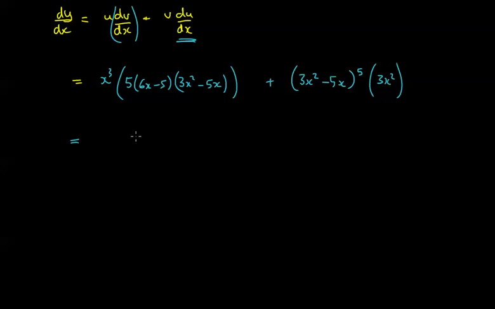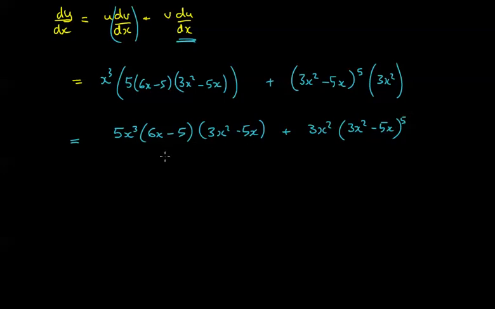So that'll be 5x cubed, 6x take away 5, bracket 3x squared minus 5x to the power of 4, plus, let me put this in front, 3x squared bracket 3x squared minus 5x to the power of 5. Now you can leave it like this if you want. You can leave it like this if you wanted to, and this is actually the derivative function. This is dy by dx. You could use this to go on and work out the derivative function, but I'm just going to clean it up a little bit.